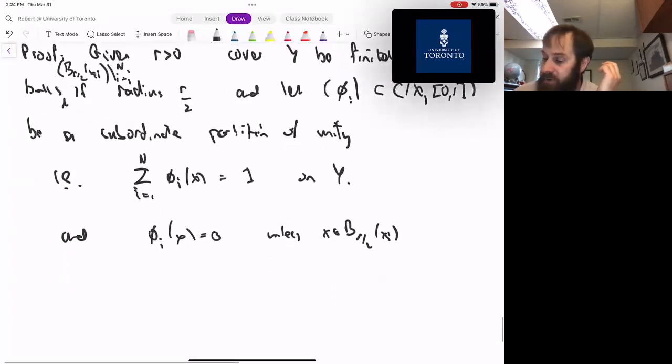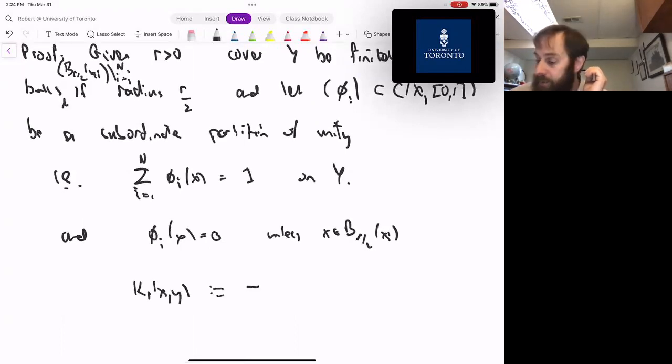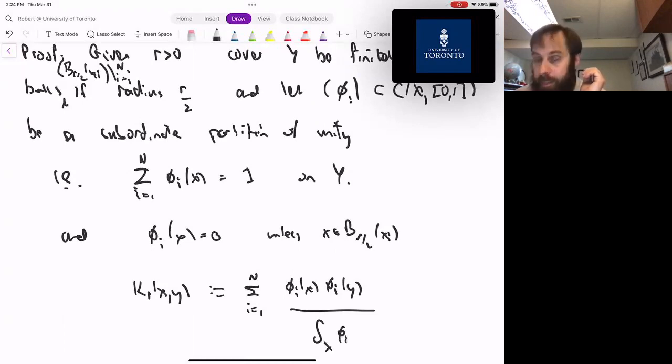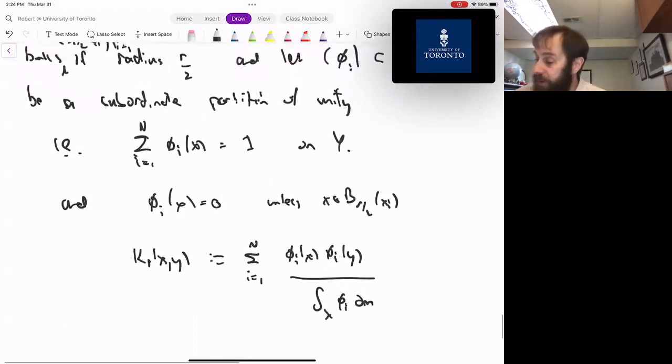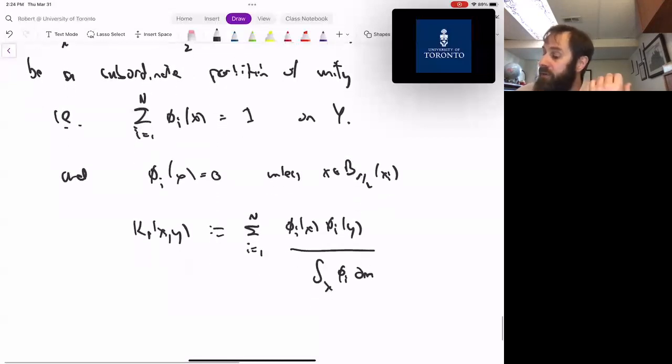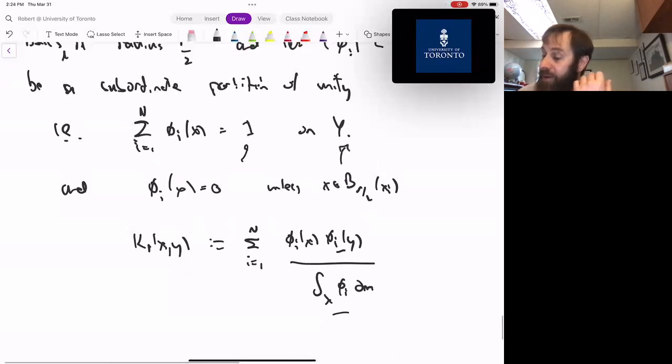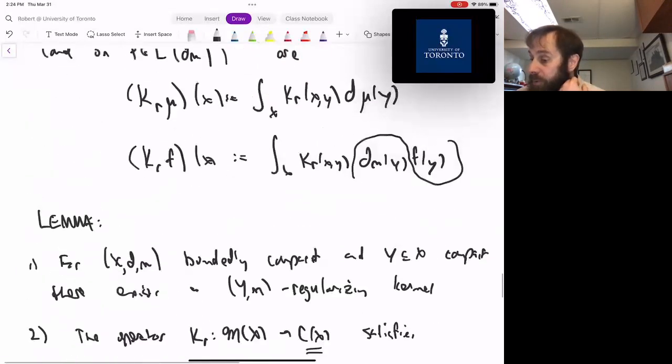And then basically, once I have such a partition of unity, I have no trouble defining k. So k r of x, y is going to be defined to be the sum on i of phi i of x, phi i of y, and then I have to normalize it to get what I wanted. So you can see it's symmetric under interchange of x and y. You can see that when I integrate out the y variable with respect to m, this term is going to cancel with the denominator, and I'll be left with the sum, and the sums add up to 1 on y. So I have this normalization that I wanted on y.